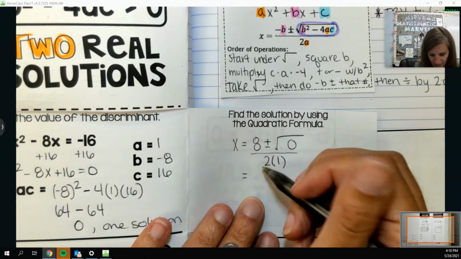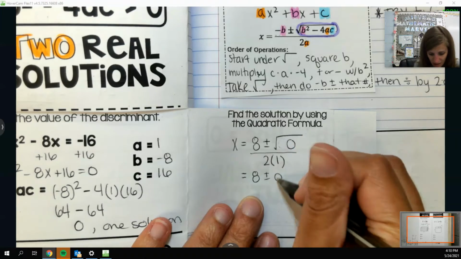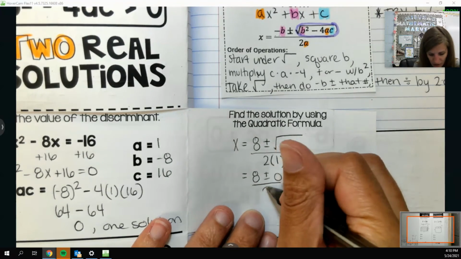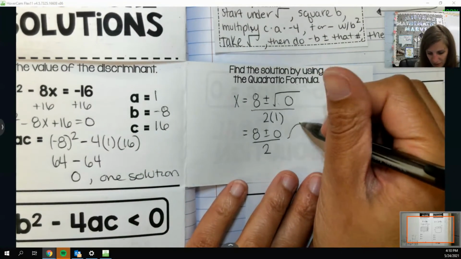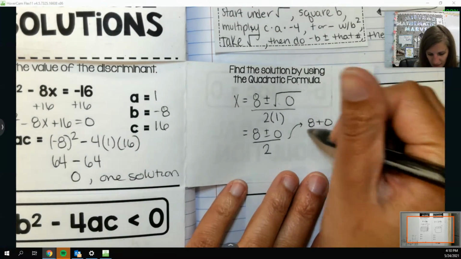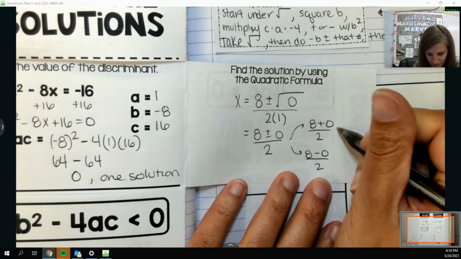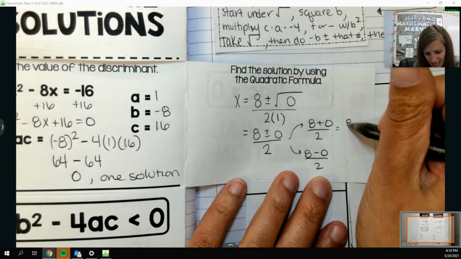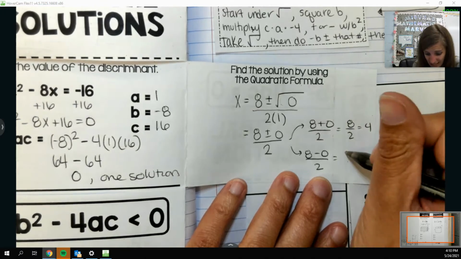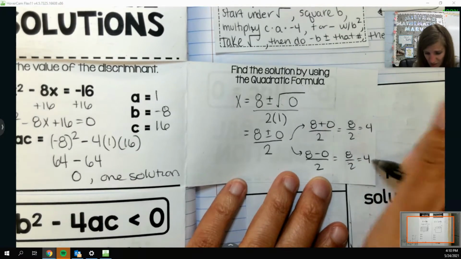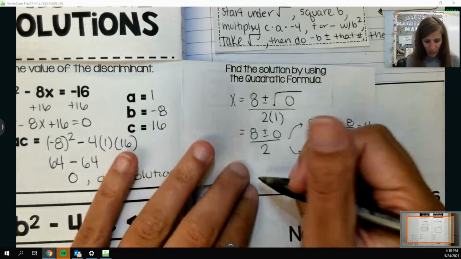And so when I simplify this, 8 plus or minus the square root of 0 is just 0, all over 2 times 1, which is just 2. And because I was able to take the square root, I can fully find my 2 answers here. We'll have 8 plus 0 over 2, and then 8 minus 0 over 2. And 8 plus 0 is still just 8 over 2, which is 4. And 8 minus 0 is just 8 over 2, which is just 4. So that's one answer of 4.